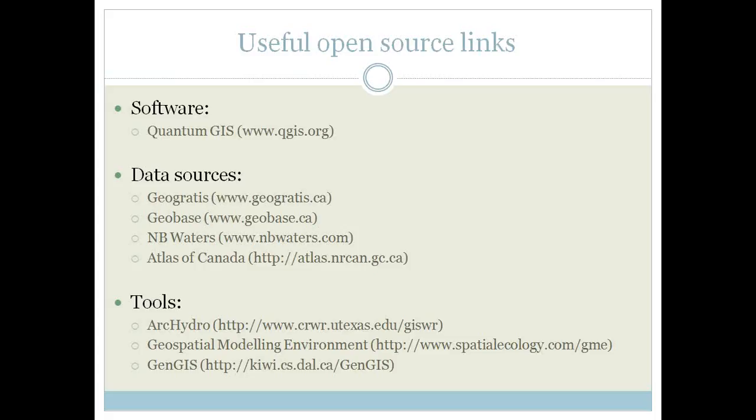Basically, think about it almost like a cookie cutter. Your watershed is like the cookie cutter, and then you're going out and cutting out the information from the layers.